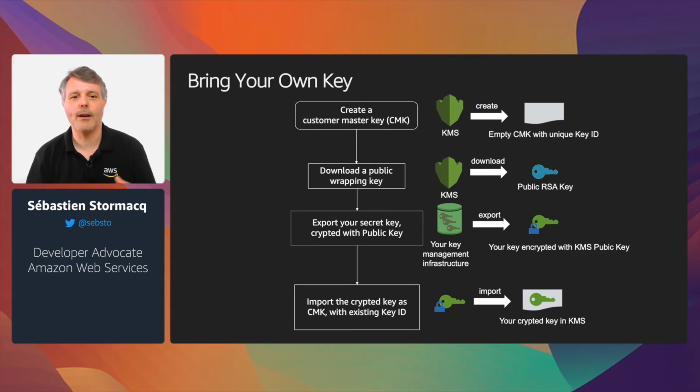So how does that work? First, you go to the KMS console or use the API or the SDK, and you create a customer master key, but without a key. So basically, you're just creating an empty envelope that will have a key ID and other metadata describing your keys, but the key itself will be absent from that.